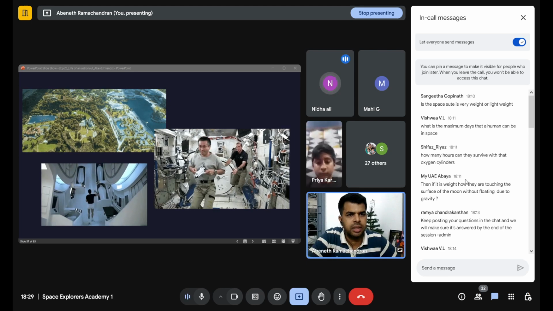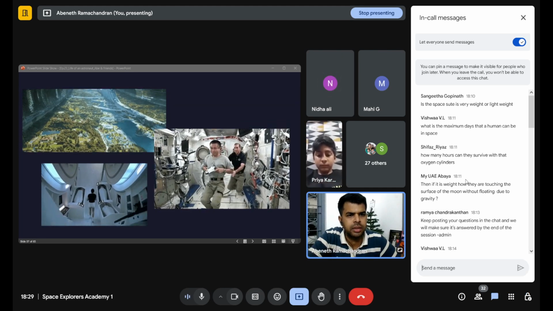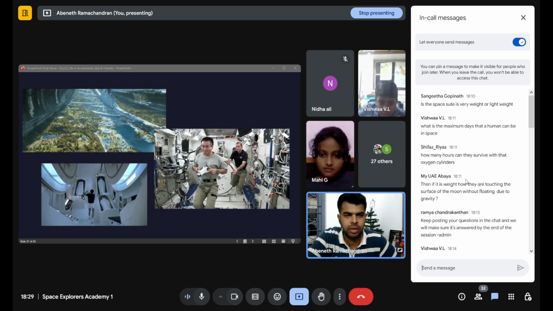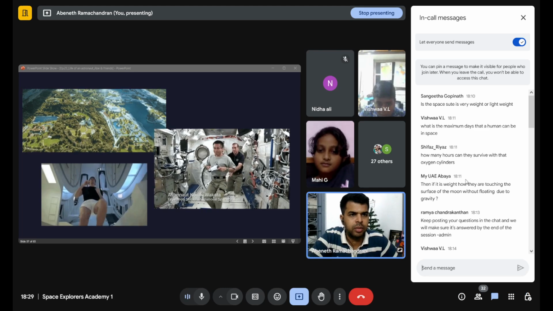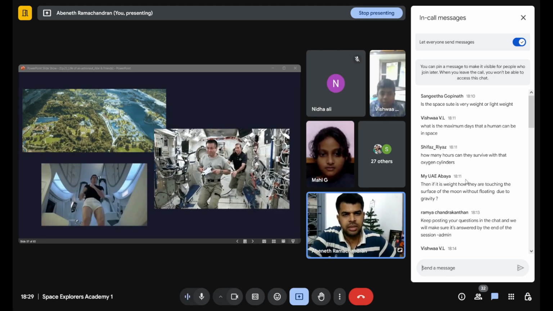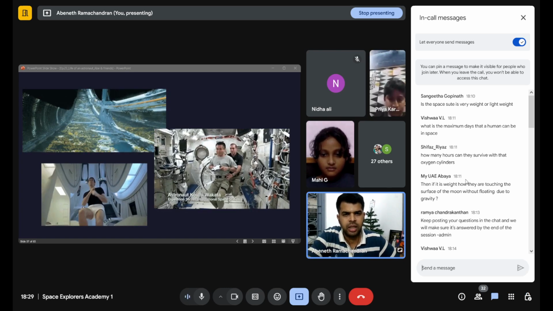I think I've answered the spacesuit question, whether it is light or heavy. It is heavy, around 200 kilograms. Maximum days that a human can be in space: around 14 months they have been in space. So that's around 1 year and 2 months.